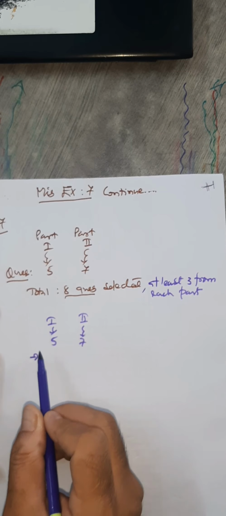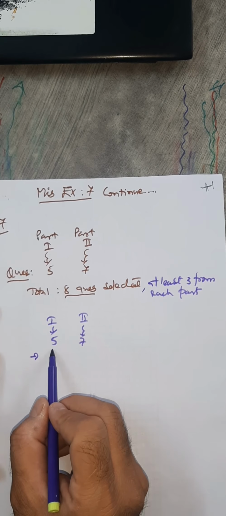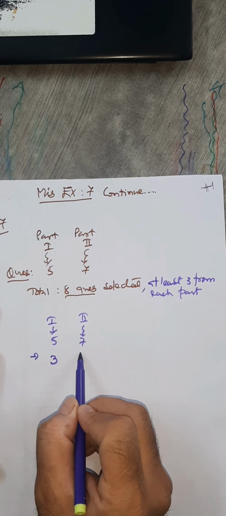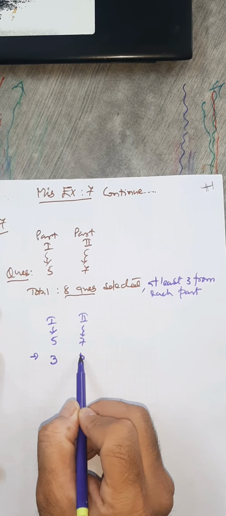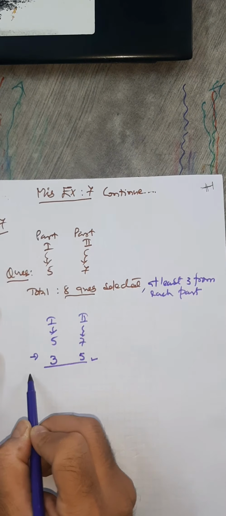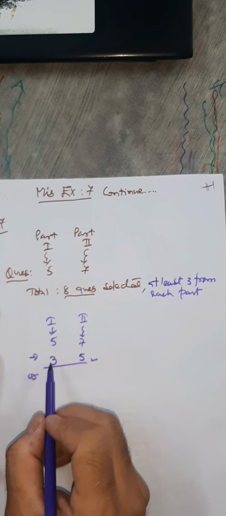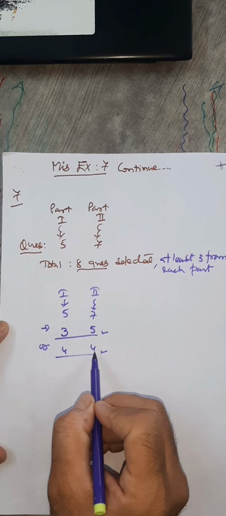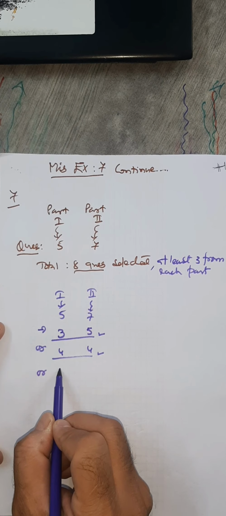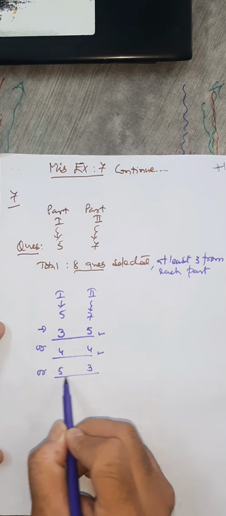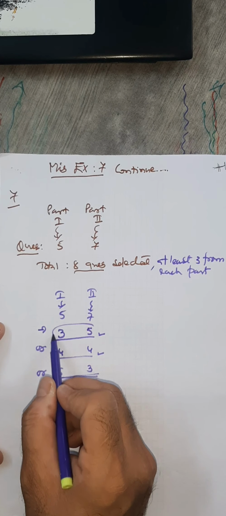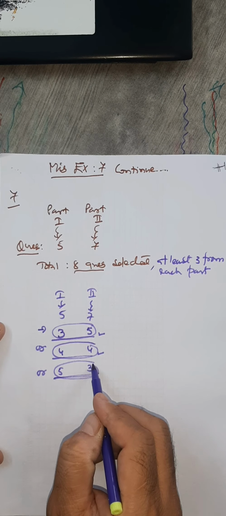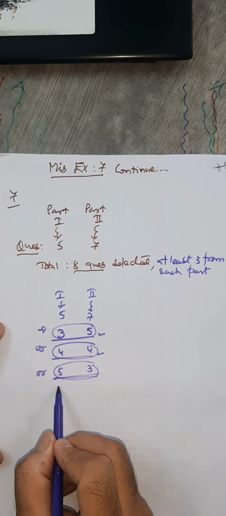So what we do here, suppose I have selected 3 from this. So here 3, then here you must select how much? 5. So one is this possibility. Or now I can select 4, so from part 2 must be 4. This is another possibility. Or if I select 5 here, then I must select 3 here. Every time you see, the total selection is 8.